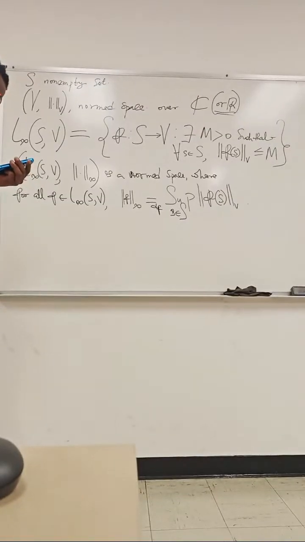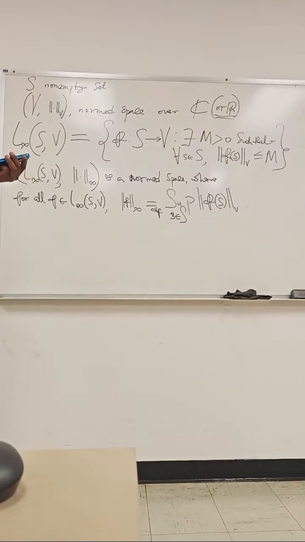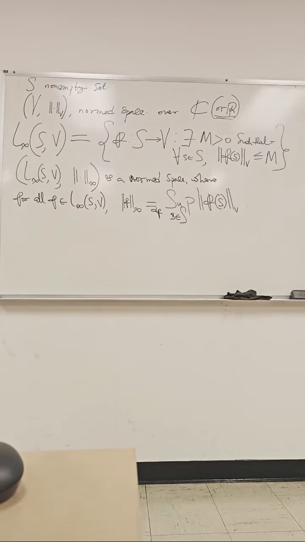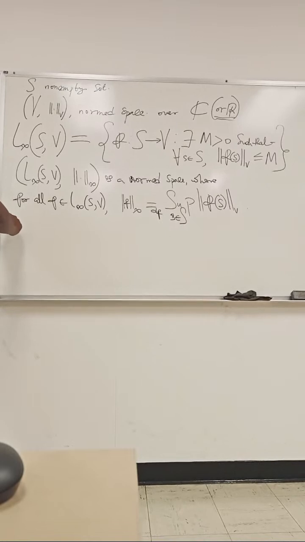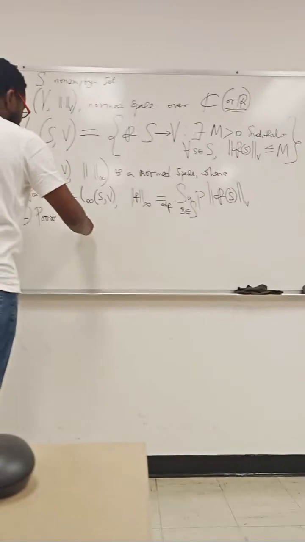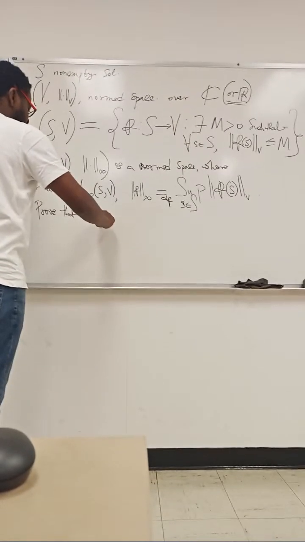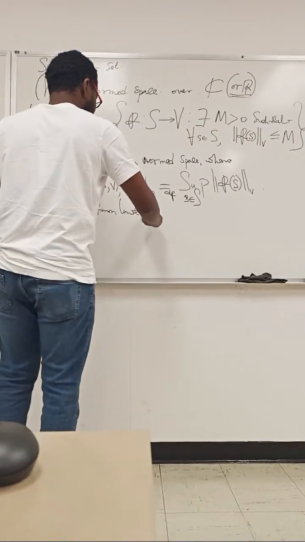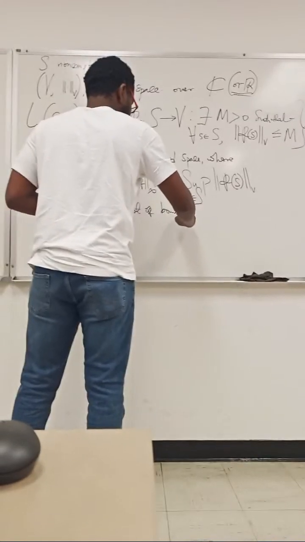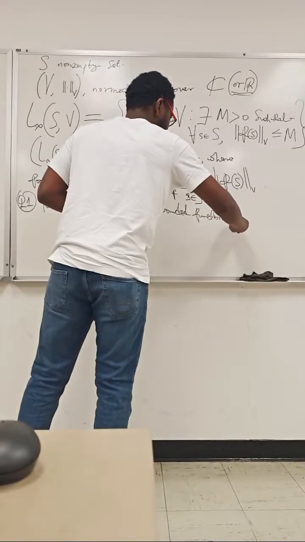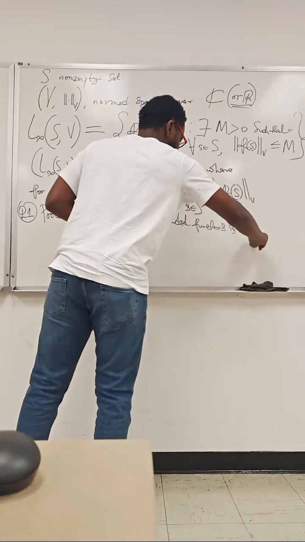So the first question goes thus: prove that the uniform limit of bounded functions is bounded. Question number 1. Prove that the uniform limit of bounded functions is bounded.